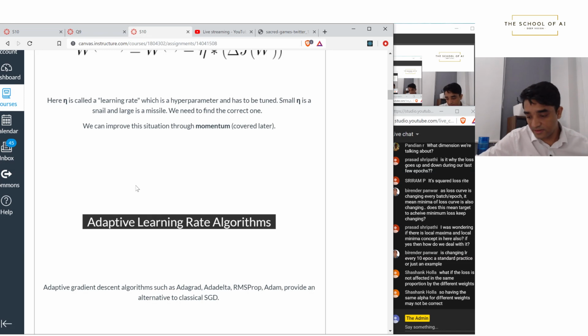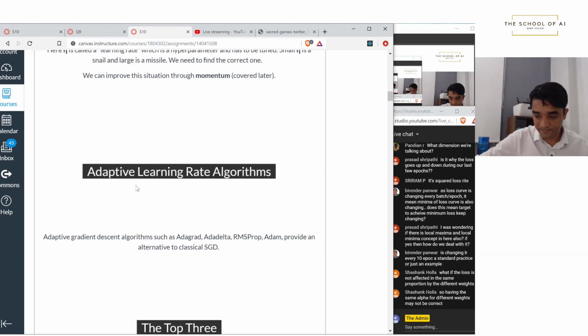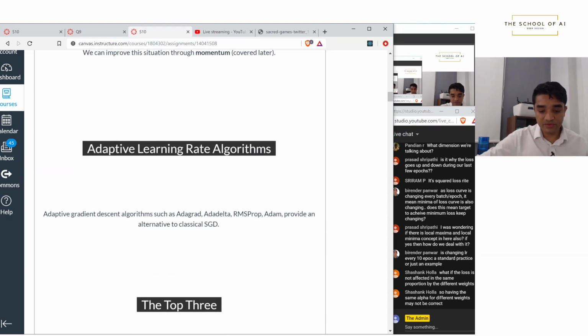So we're going to discuss that. Having the same alpha for different weights may not be correct. That's what I'm going to say. That's what I'm telling you, that having the same alpha for different weights will be a good idea in due course of time. Let's see, let's progress for that.